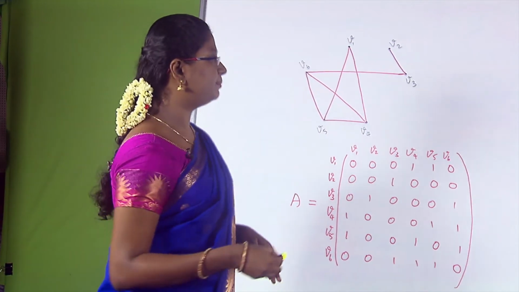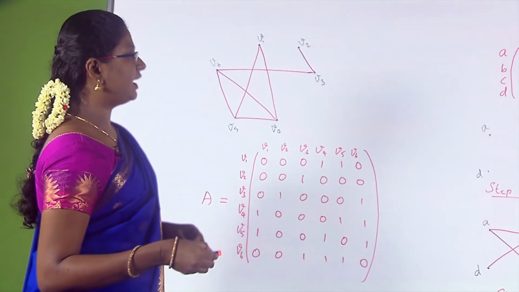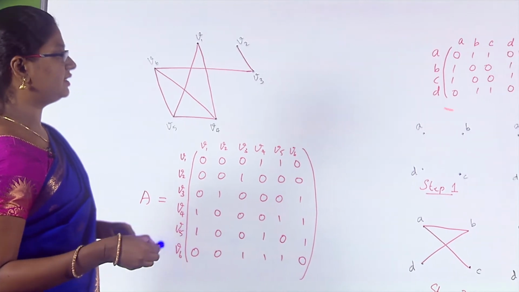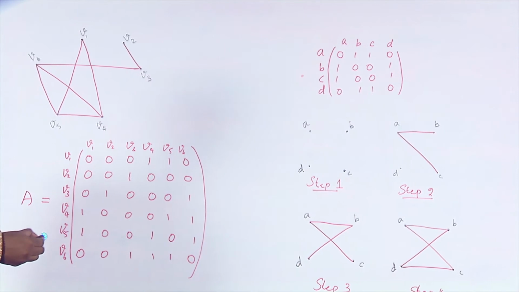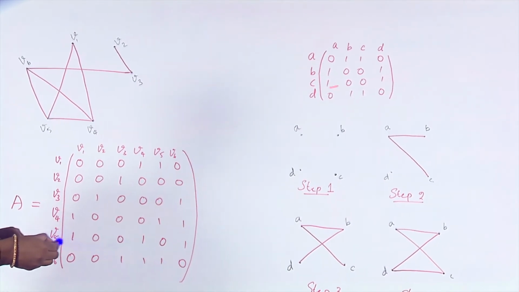In the second example, we are going to find a graph associated with this adjacency matrix. This is a 4 by 4 square matrix. The vertices are labeled as A, B, C, D.